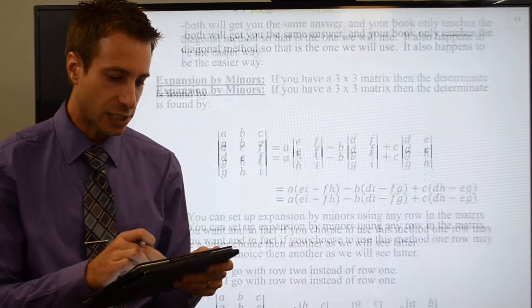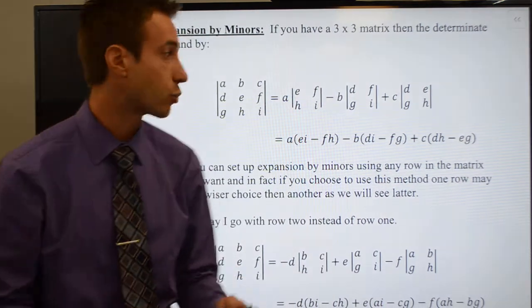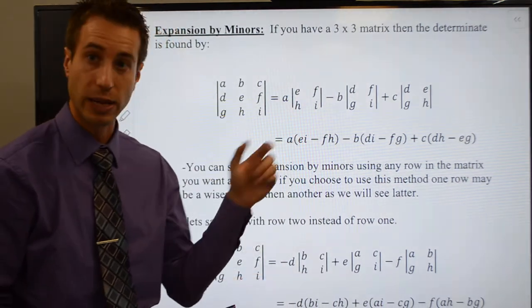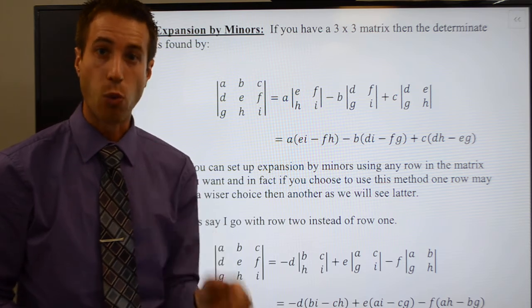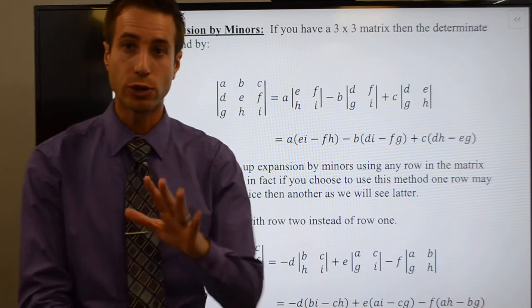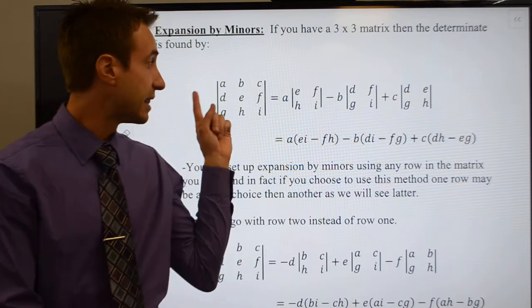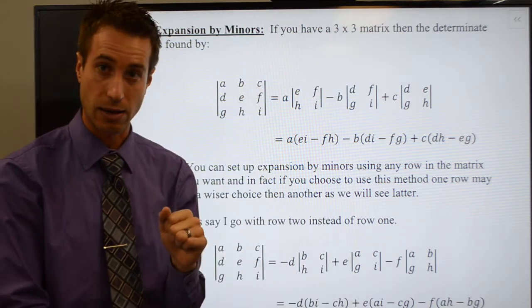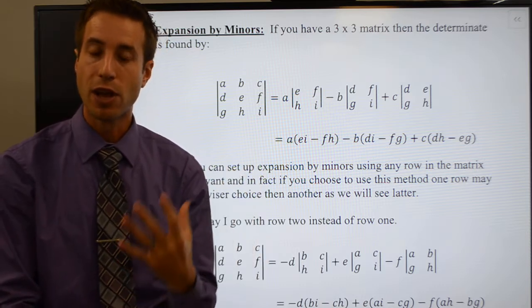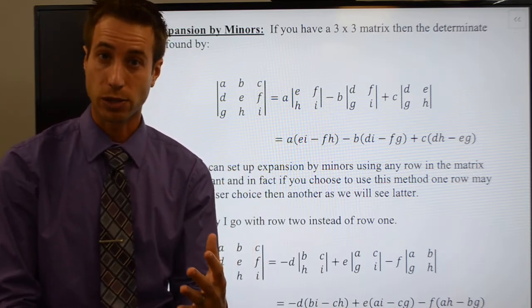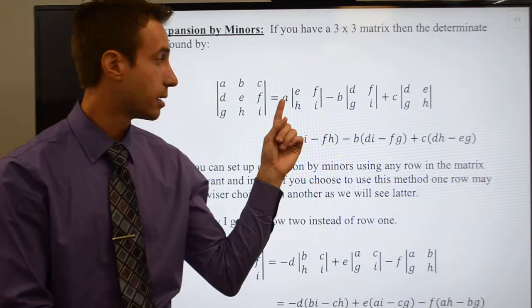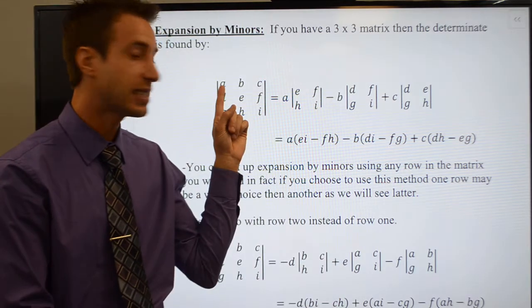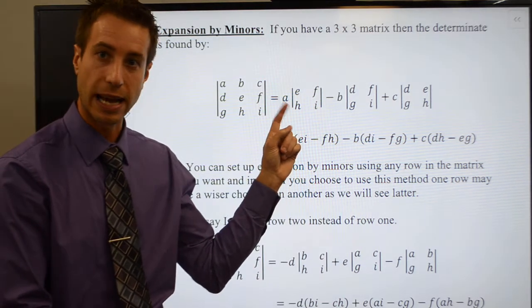What we're going to do in expansion by minors is this. We have a 3x3 square matrix. Now what you're going to do is you're going to take all of the elements in the top row. All right, so I'm going to take A, B, and C. I'm going to separate those elements out. The first one I'm going to do is A. So there's my A. Whatever this element is, I just pull it down right here.